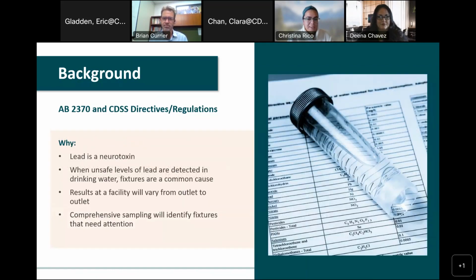You might be thinking, why do we need so much sampling? Well, lead is a dangerous neurotoxin that's especially harmful to infants and young children served in childcare centers. Drinking water outlets, specifically older faucets, can be a common source of lead contamination. Identifying fixtures that contribute lead to drinking water can help centers reduce children's exposure to lead. Because results can vary between outlets, testing each fixture used for drinking or food preparation is required to identify any that need attention.